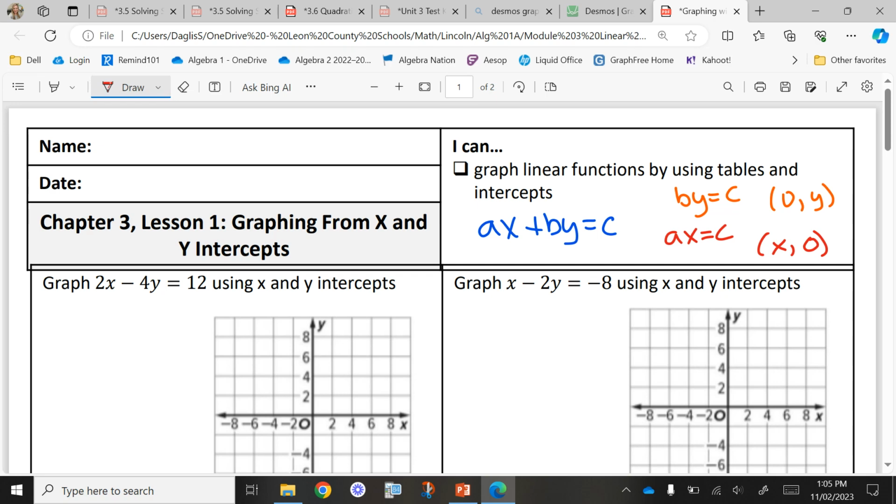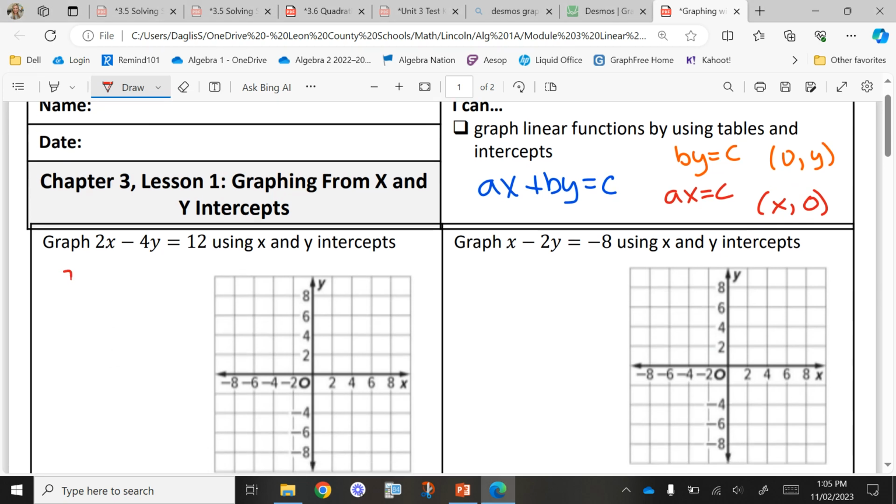My first one, 2x minus 4y equals 12. Okay, you want to do your x-intercept or your y-intercept first? Your x? Okay, so again, to find an x-intercept, you're plugging in 0 for your y, which is why that piece cancels. Because 4 times 0 is 0, and I'm not going to say plus 0. So we have 2x equals 12 left over. So x equals 6. So your intercept is 6, 0.